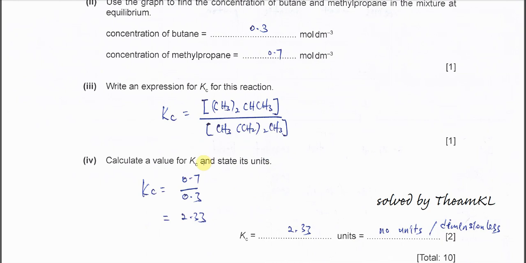Calculate the Kc value and its units. The units are mol per dm cubed each, so they will cancel out, which means it has no units, or you can say dimensionless. So we substitute the concentrations of methylpropane and butane, and we get 2.33.